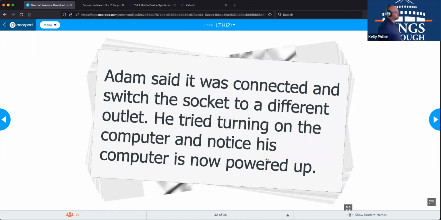So Adam said it was connected and switched the socket to a different outlet. He tried turning on the computer and noticed his computer is now powering up. So we know the issue is not in the computer, it's in the outlet itself. So either it's a breaker or the outlet is bad.